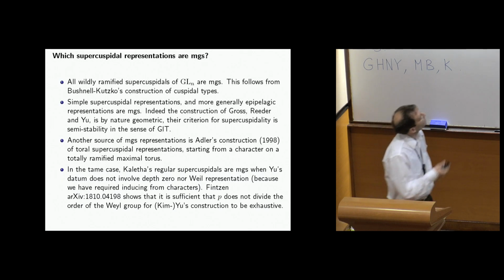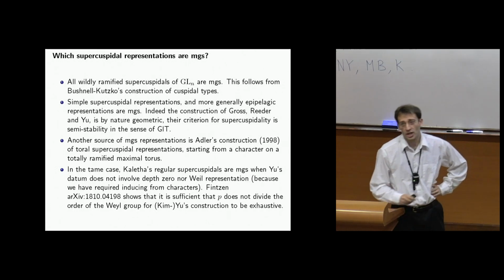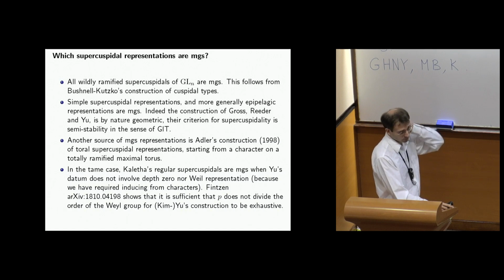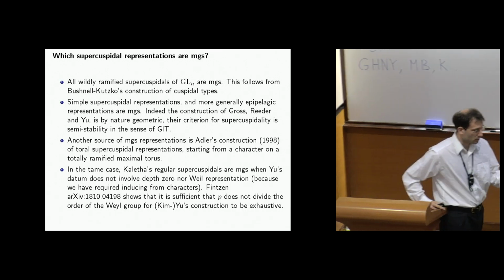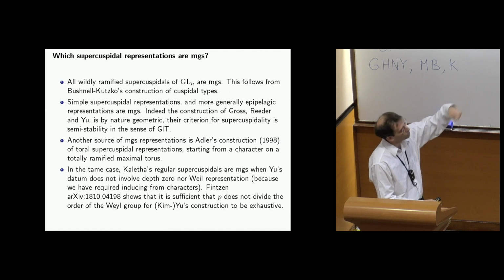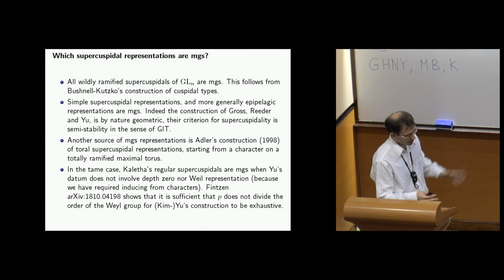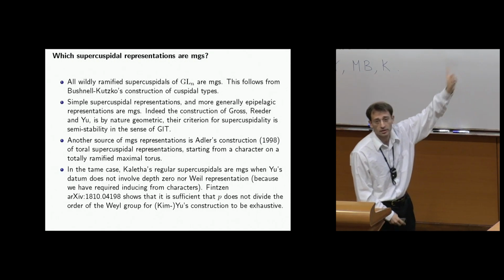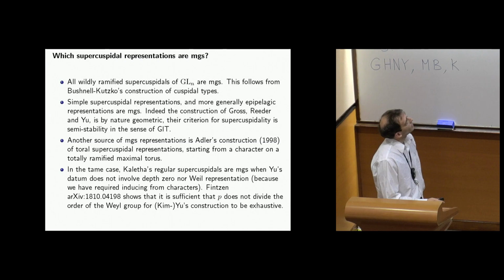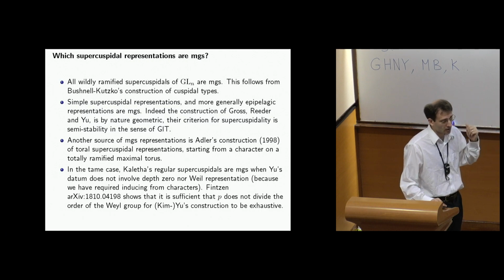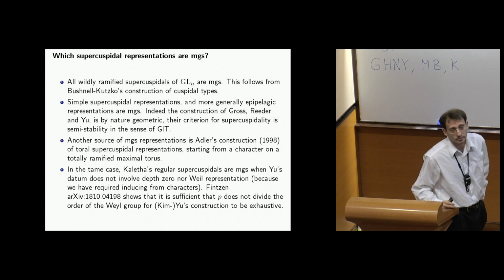Yes, and okay, so I also give you a list of things which are MGS, so that's it. So for GLn, there is a Bushnell-Kutzko theory of types, and if you're widely ramified, so n is a power of p, and so on. Then you can check your representation is compactly induced from a character. For GLn, all representations there have a cuspidal type, and for the widely ramified supercuspidals it is like this. The simple supercuspidal and epipelagic representations that have been constructed in the last decade, well, they are exactly geometric in nature, and they are MGS.